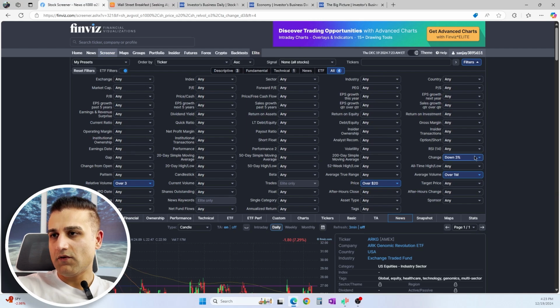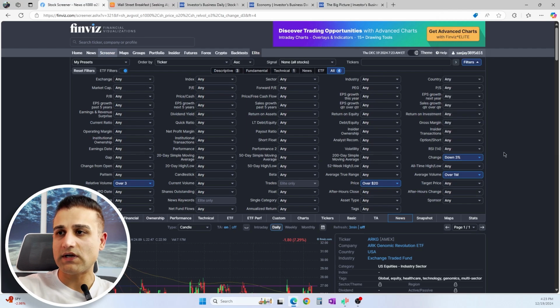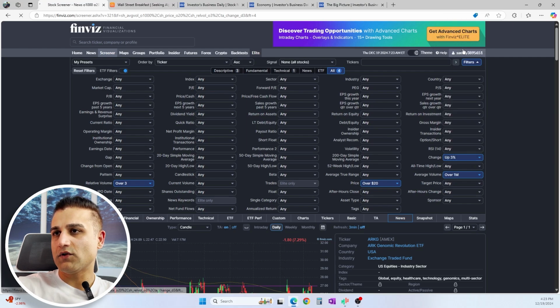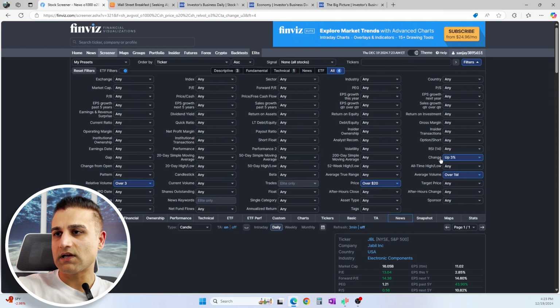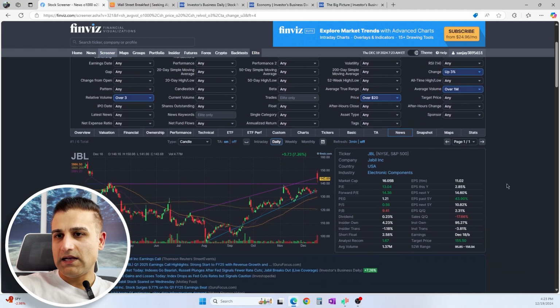And then the last criteria I'm looking for is, has the stock moved down at least 3%? This is for shorting opportunities if I want to swing trade to the short side. And for the long side, I'll just change it to +3, at least moved up 3% or higher for the day. And the next thing I'm doing is just quickly looking at the charts.